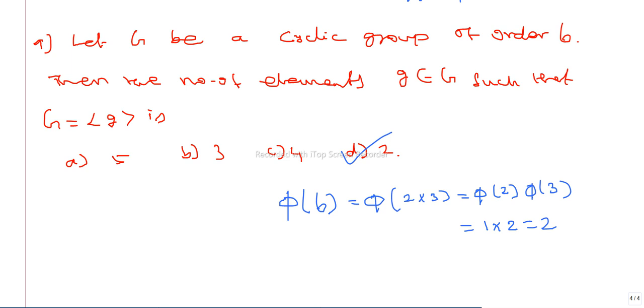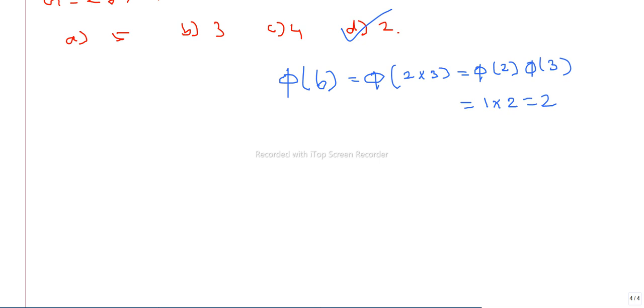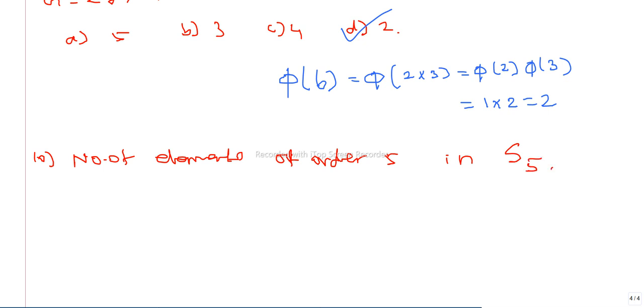Now next question: number of elements of order 5 in the symmetric group S5. In the symmetric group on 5 symbols, S5, how many are there? Only 5-cycles. The first option is 5, second option is 20, third option is 24, last option is 12. So how many 5-cycles are there?